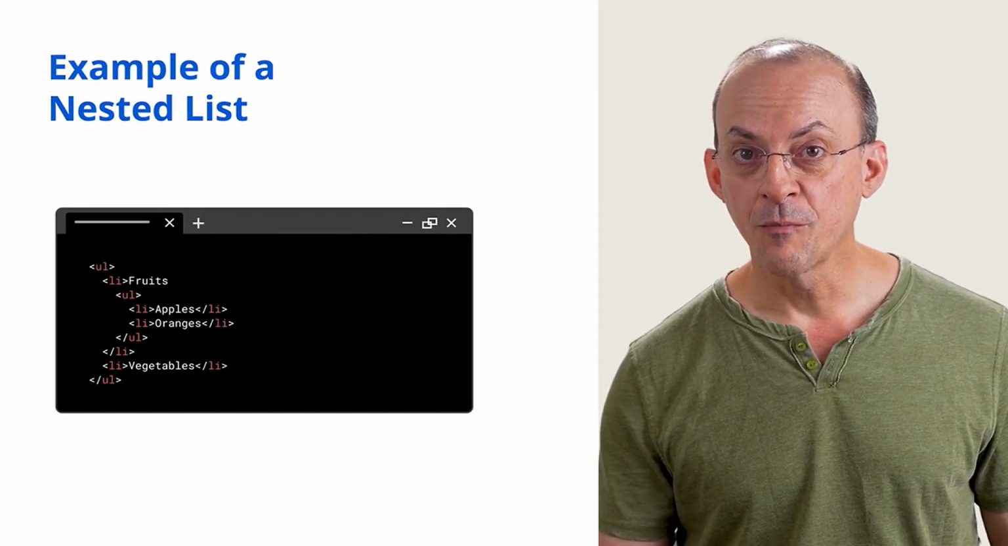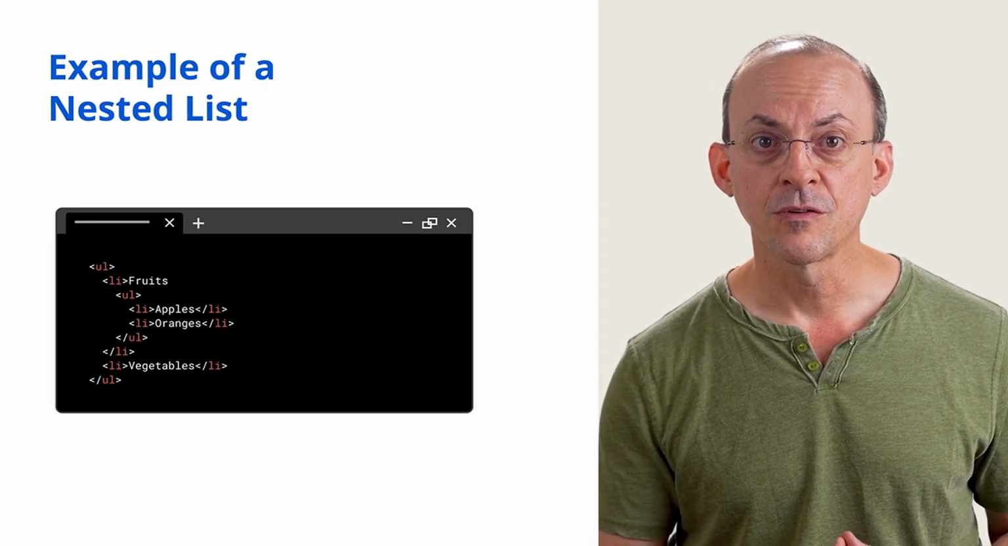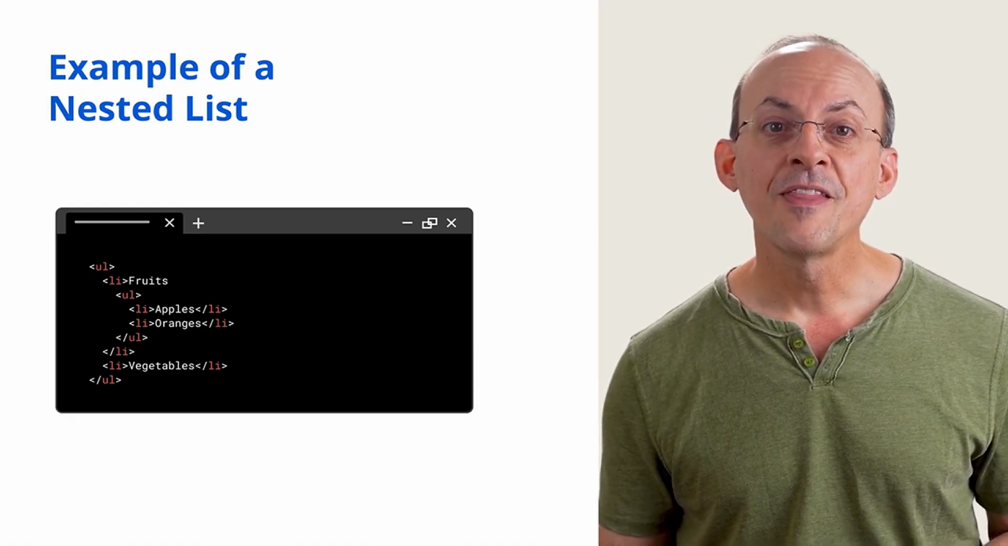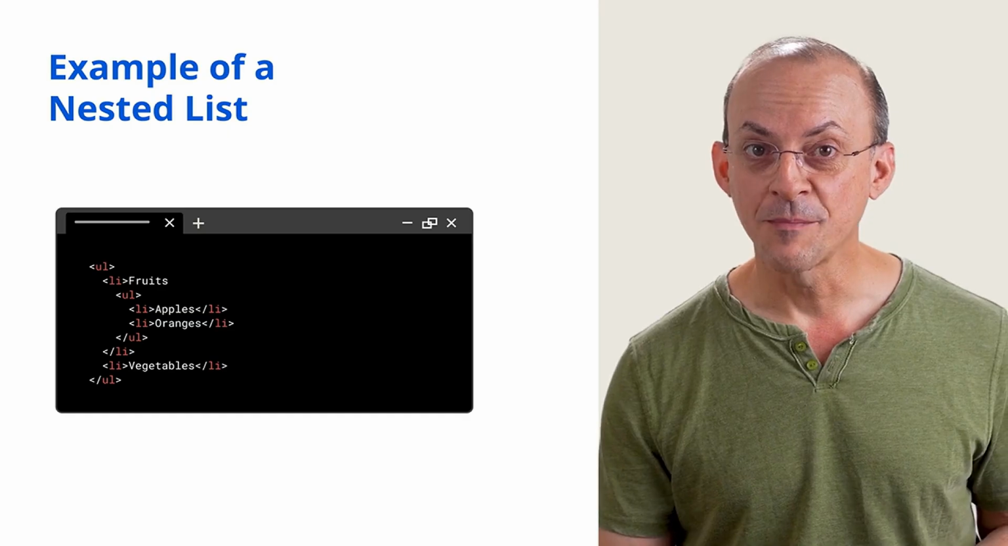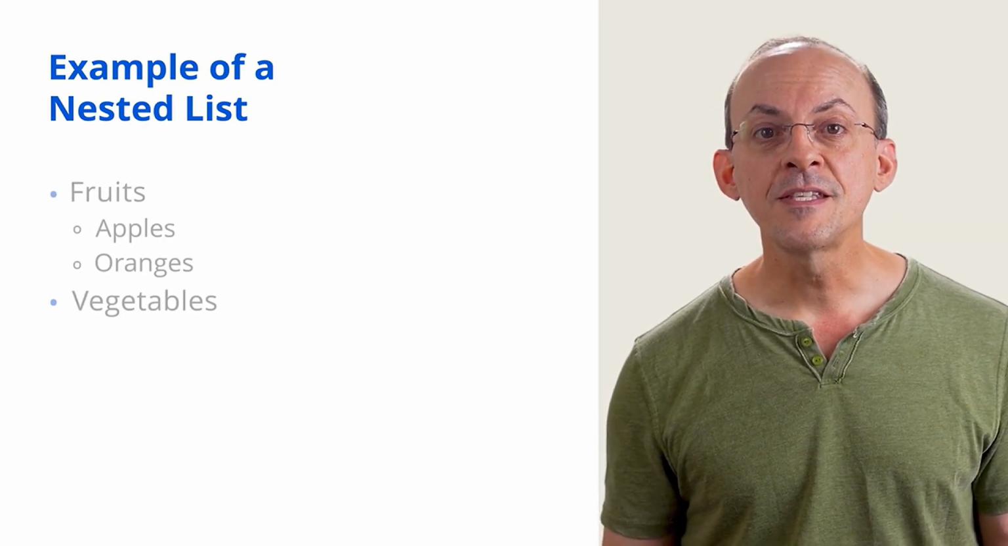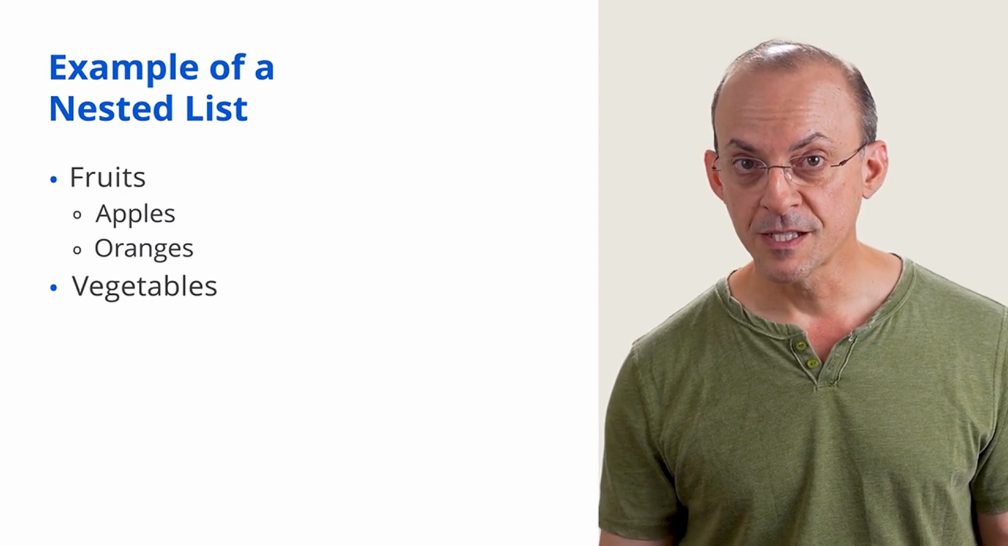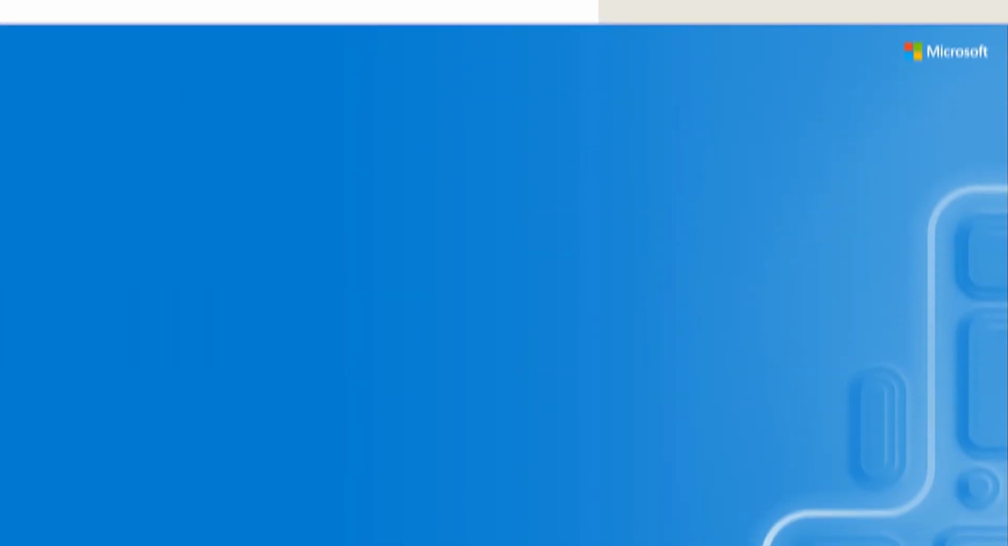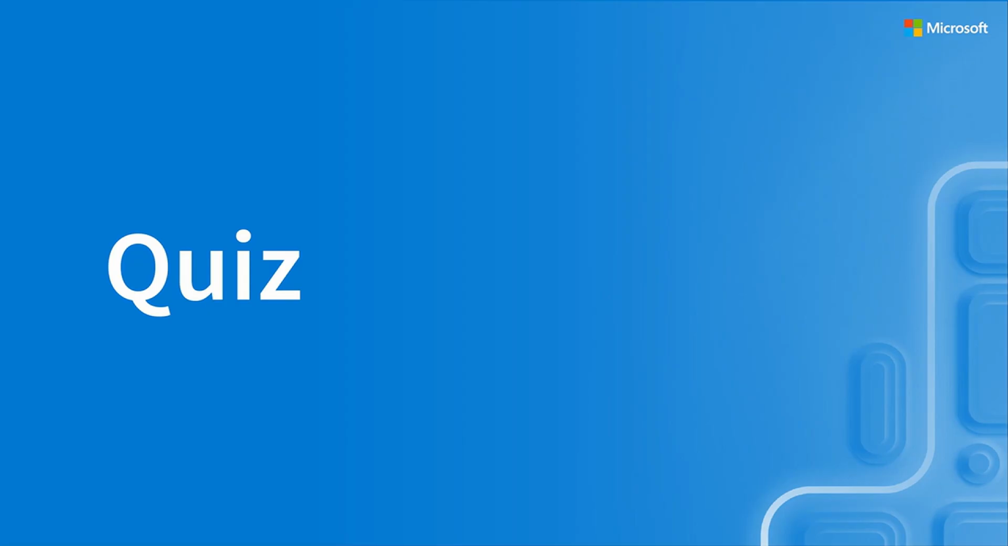To create a nested list, start by creating your main list using either OL for ordered lists or UL for unordered lists. Then nest additional lists inside your main list items to create sublists. In this example, the fruits list has its own sublist, which groups related items together. Creating and implementing forms, tables, and lists in an HTML document involves using specific tags to structure and organize content. By understanding how to use these elements effectively, you can enhance the functionality and usability of your web projects.